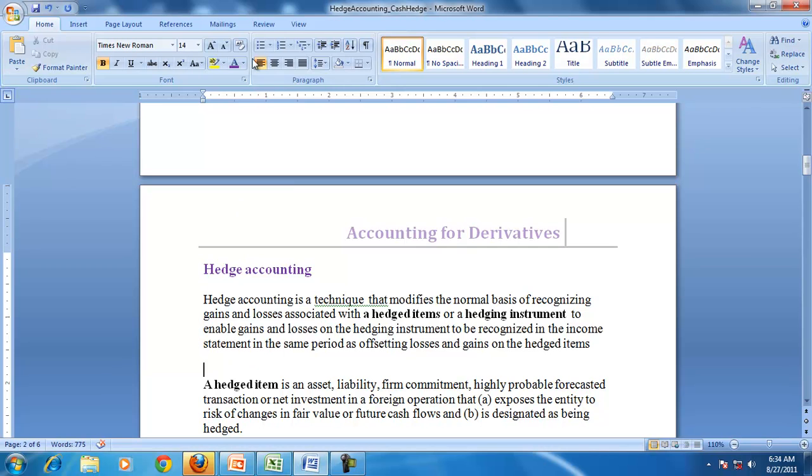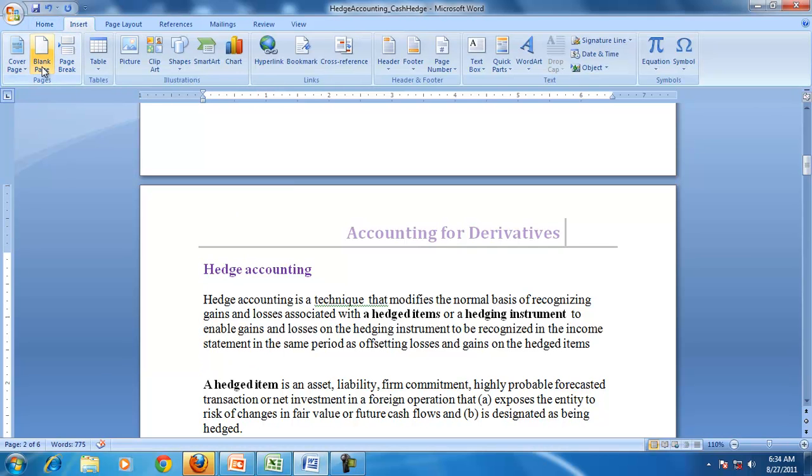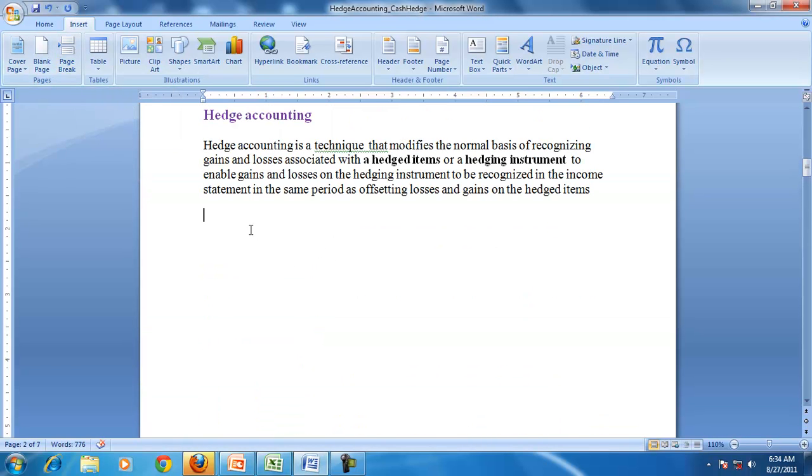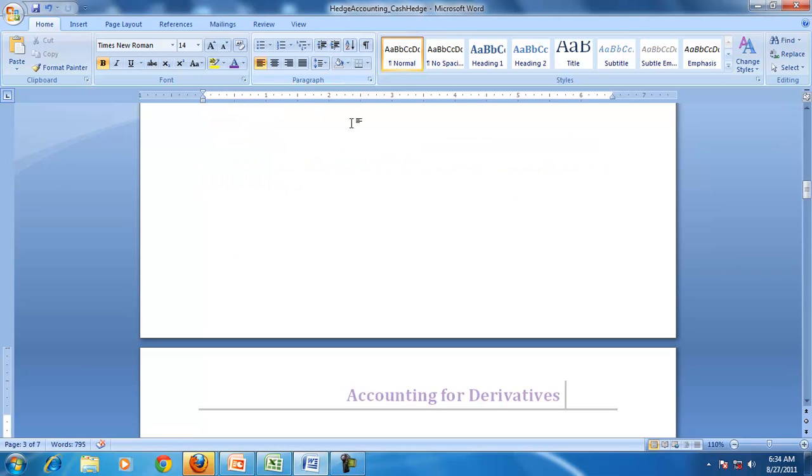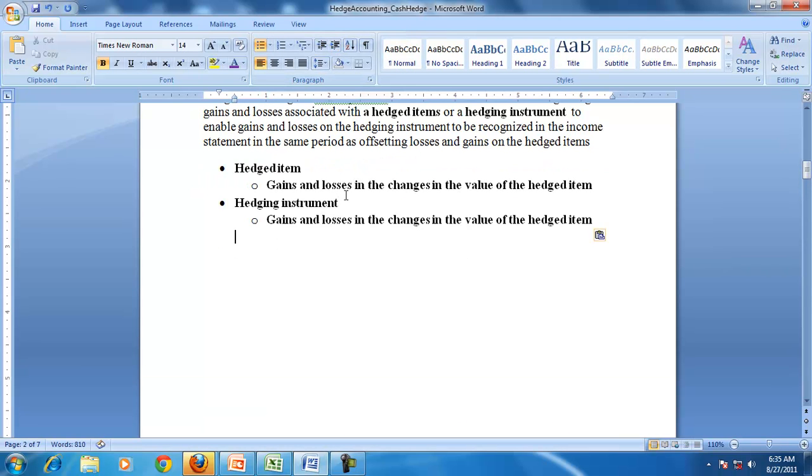Whenever there is a hedge, there is a hedge item and a hedging instrument. So there will be gains and losses here: the gains and losses in the changes in the value of the hedge item, and there will also be a loss or a gain in the hedging instrument.